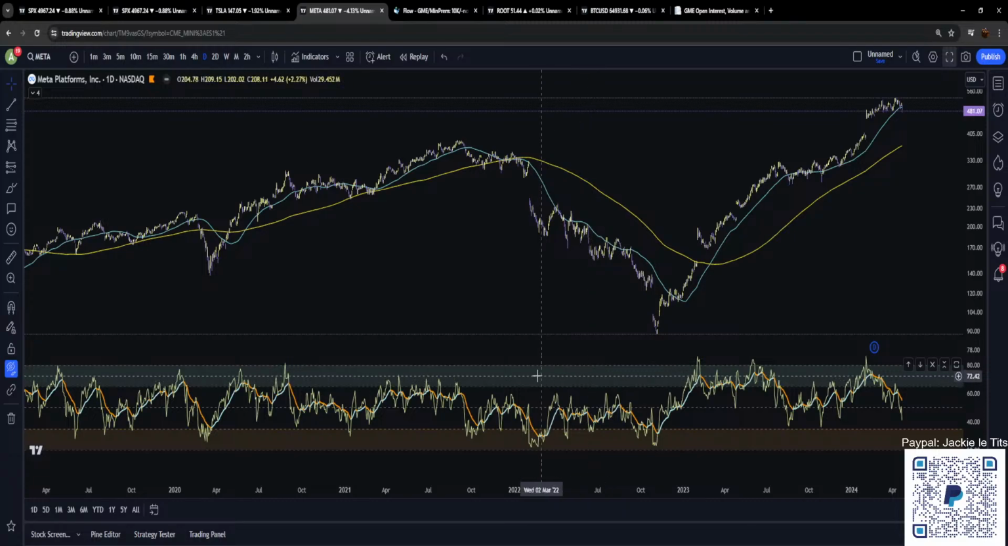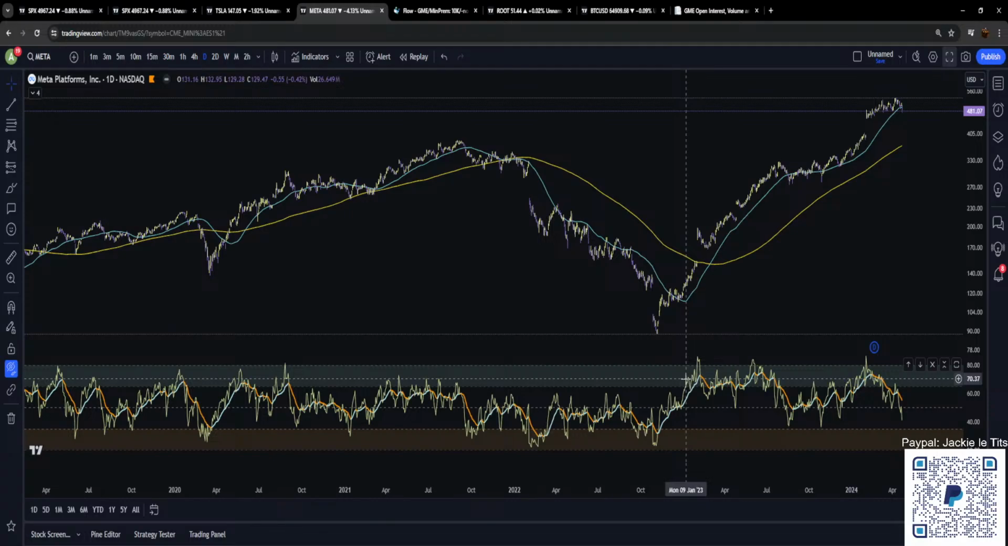So contrary to very popular belief, when the RSI goes into 70, my cursor is at 70 right there, when the RSI goes into 70, it is not an instant reversal signal. In fact, in my opinion, it is quite literally the opposite.